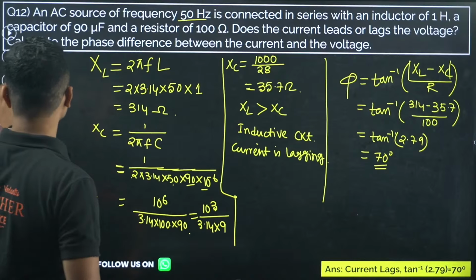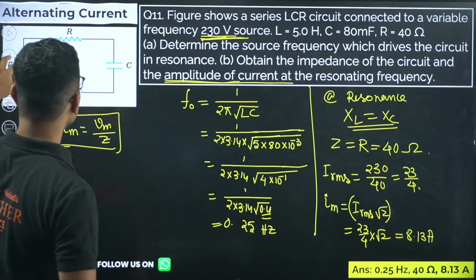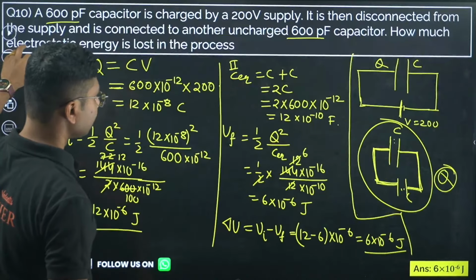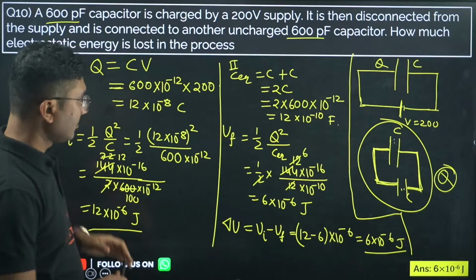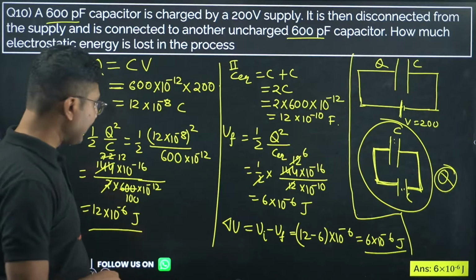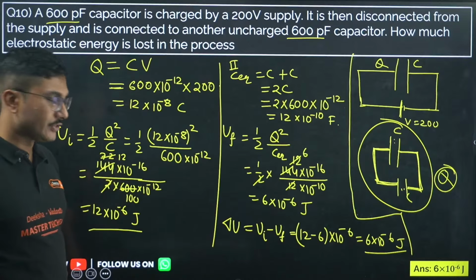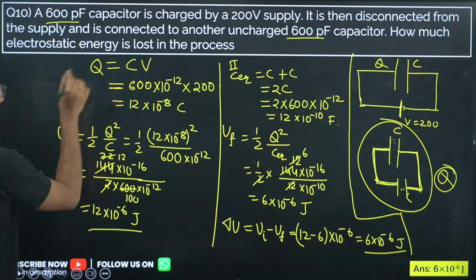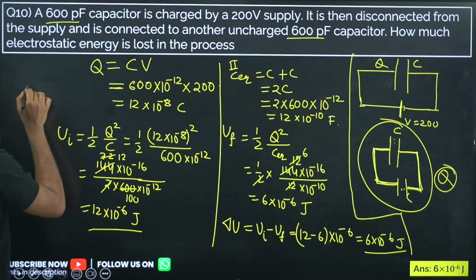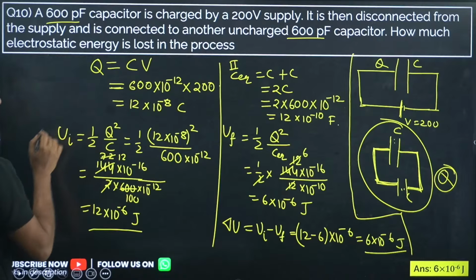Now I think Komal Kaushik was asking one question, about question number 10, he was asking some query. Okay, why have I not taken half CV square? You can take half CV square here. Okay, so you can use half CV square in this particular case.